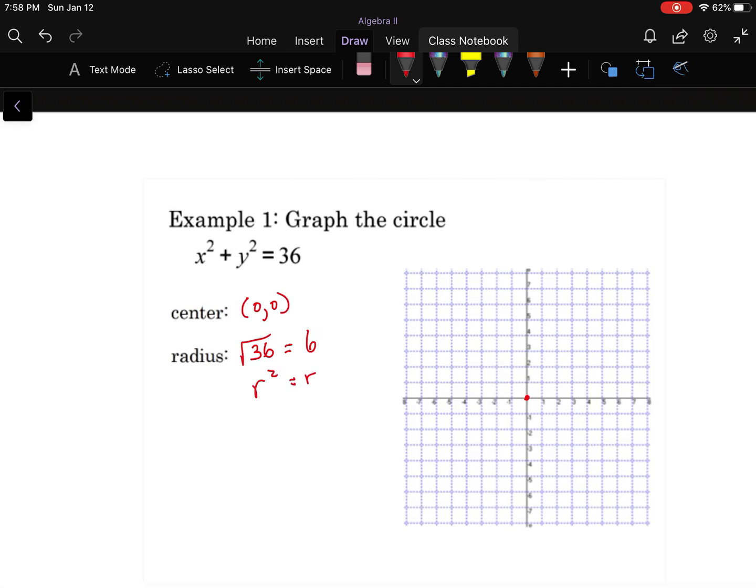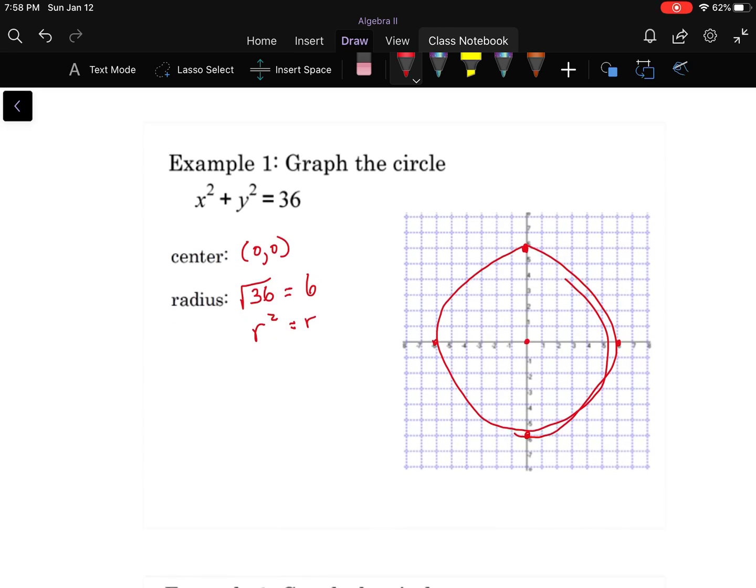So I'm going to go up 6 blocks from there: 1, 2, 3, 4, 5, and 6. I'm going to go down 6, to the right 6, and to the left 6, and that's enough for me. Connect those dots as best as you possibly can in a circular shape. See, I missed that one too. But that's the general idea of what I'm looking for in the graph of a circle.